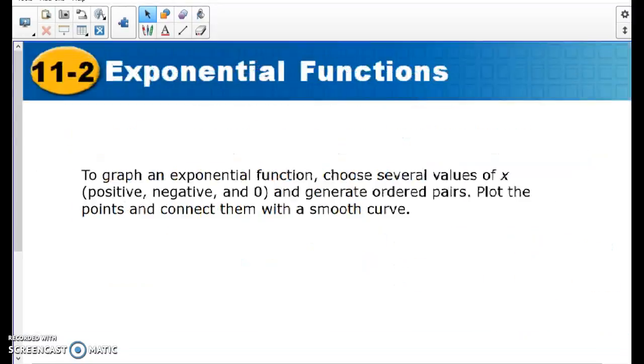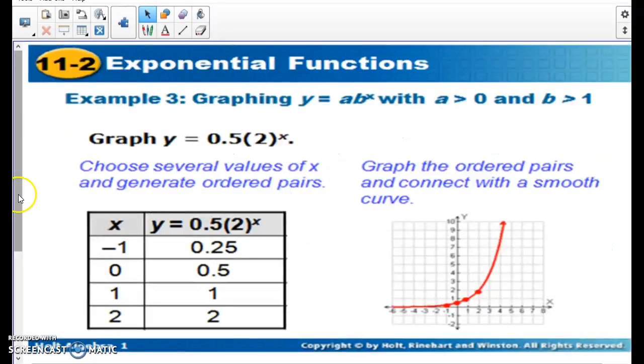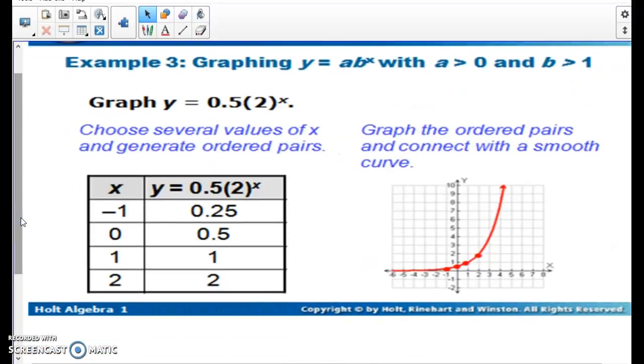Alright, and then the last part is graphing them. No different than what we did before. You're going to have a formula, so 0.5 times 2, and then your x is going to be that exponent. This is why it's exponential graphing. You're going to pick random numbers. Usually you like to stick with -1, 0, 1, especially to get the y-intercept at x equals 0. Usually that helps. And all of our graphs should have this curved shape right here.